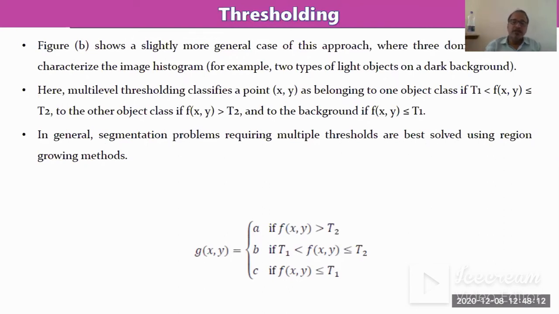So what is the formula? g(x,y) is equal to a if f(x,y) is greater than T2. See, in a binary threshold there will be 0 and 1 values. If the value lies between T1 and T2, it is represented as b, and if the value is less than T1, it is treated as c. So this is multiple thresholding.